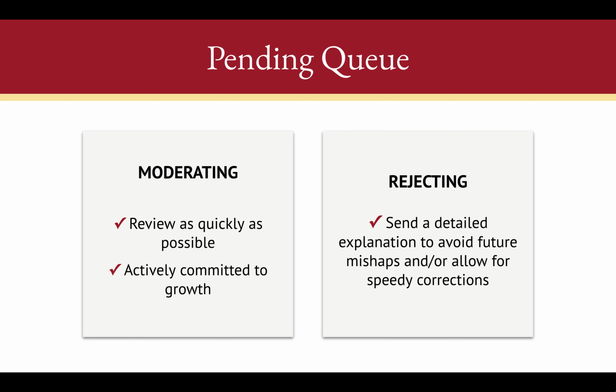Finally, when rejecting an event submission, always send a detailed explanation to the submitter in the box that appears after clicking reject. This promotes transparency and ensures that they will avoid these types of submissions in the future. Providing them as many details as possible will help them in resubmitting their event properly.